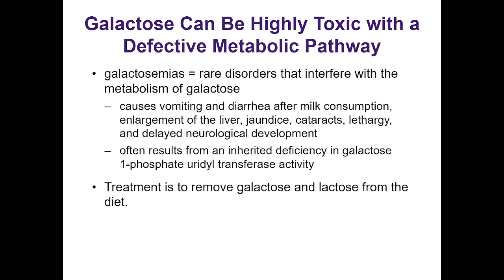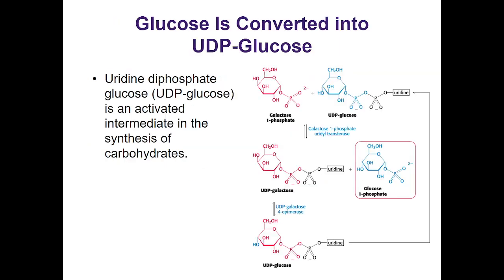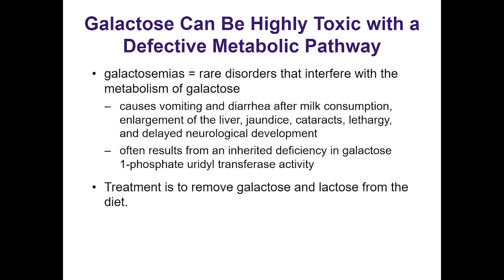This causes vomiting and diarrhea after things like milk consumption, enlargement of the liver, jaundice, cataracts, lethargy, and delayed neurological development. It often results from an inherited deficiency in the galactose 1-phosphate uridyl transferase activity, which is again up here. The treatment is to remove galactose and lactose from your diet. And so you remove those and they can continue progressing relatively normally along their developmental cycle.